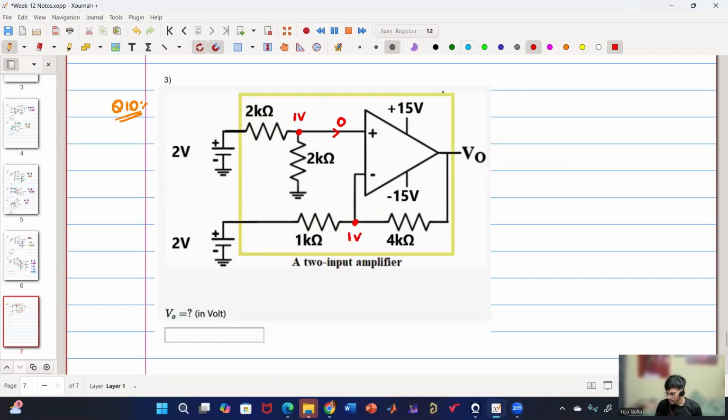So now apply KCL. So this current will be equal to this current, right? Because the current in this direction is 0. So now what will be the equation for KCL? Two minus 1 by 1K equals 1 minus V naught by 4K. Now can you calculate and tell me what will be the voltage of V naught?